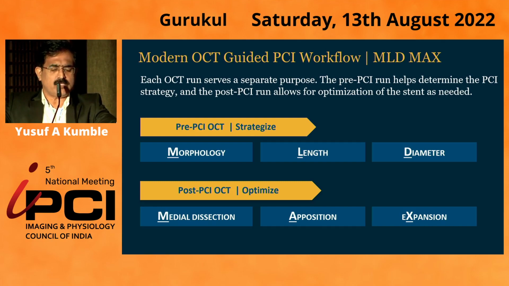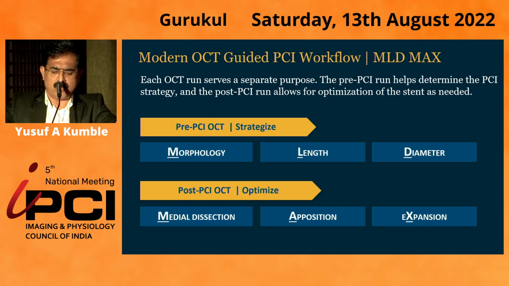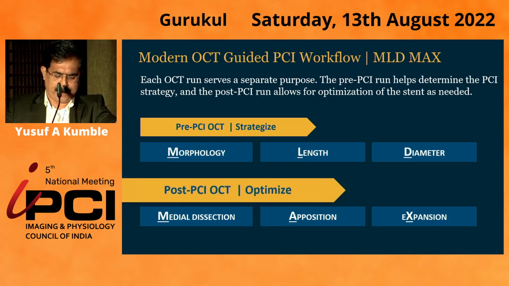Then we know the morphology of the lesion. We should know the length of the stent. We should know the diameter of the stent. Then after stent implantation, we do OCT and look for what problems were incurred during the stent implant, whether there is a dissection, malapposition, or an under expansion, what are the problems we are facing.